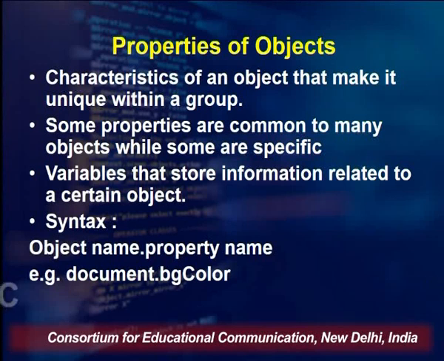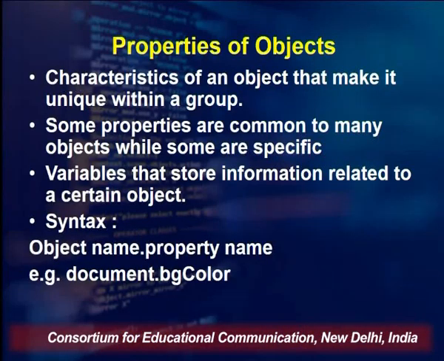Then we have variables, which store information related to certain objects. What is a variable? A variable is basically a container space in the memory where some value is going to be stored. So how do you access a particular object? You use the syntax where you write the object name, period, and the property name. Say the name of the object is document and the property you want to access is the background color. So you will write document.bgColor.